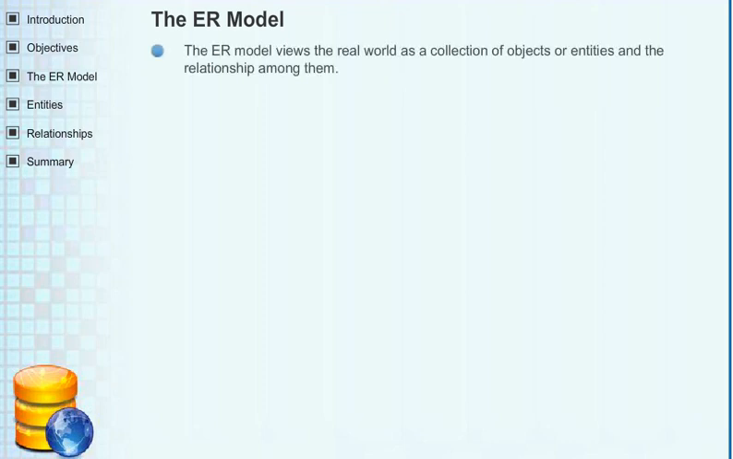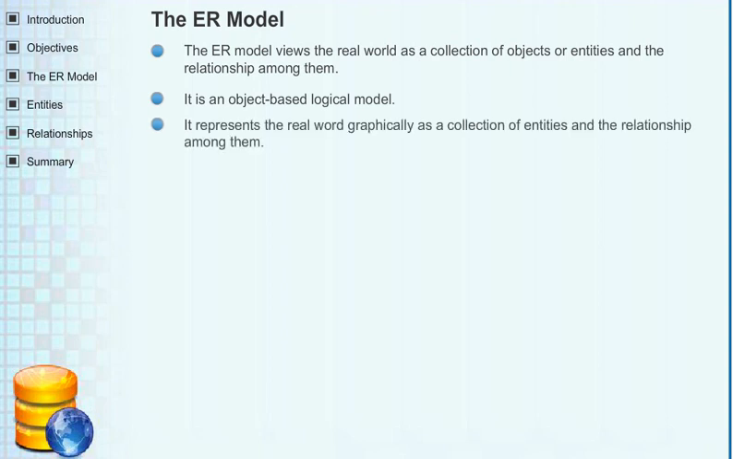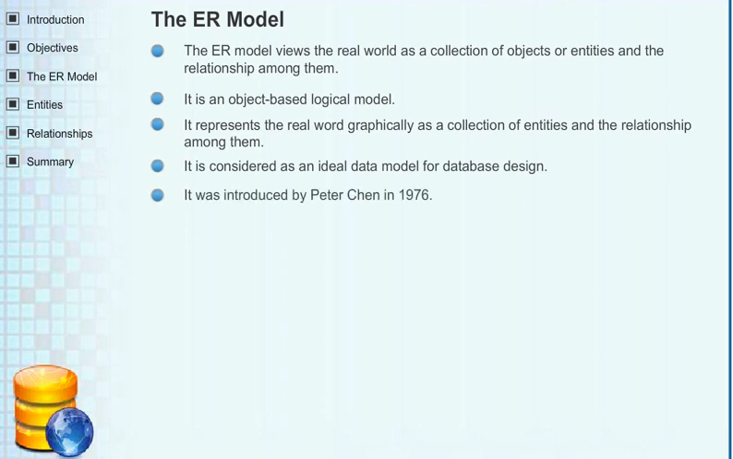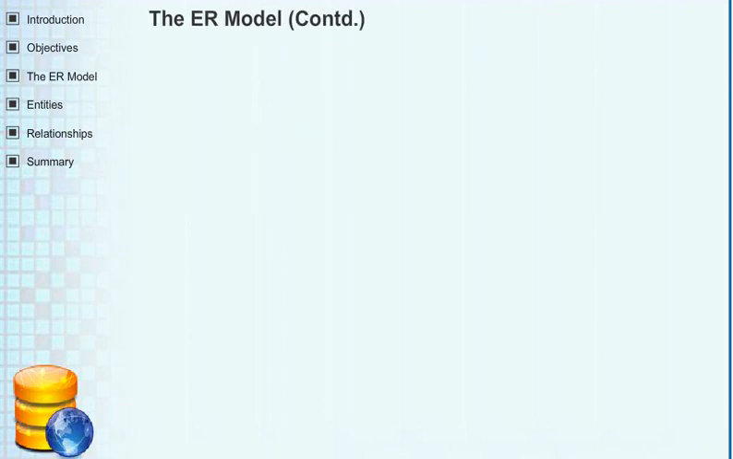The ER model views the real world as a collection of objects or entities and the relationship between them. The following points further help us understand the ER model. It is an object-based logical model. It helps in representing the real world graphically as a collection of entities and also the relationship between them. This model is ideal for database designing and was introduced by Peter Chen in 1976. The ER model mainly comprises entities, relationships, and attributes.